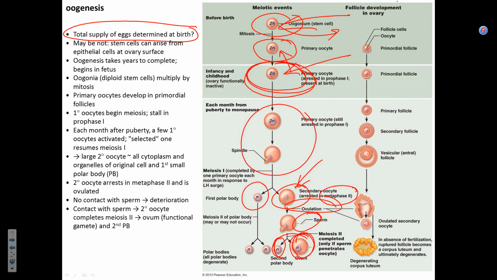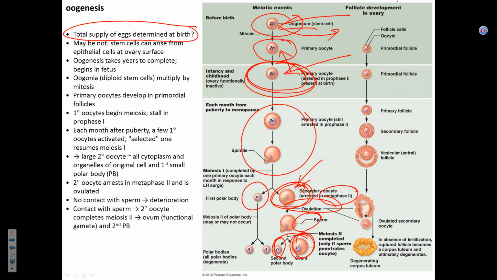Every month during the ovarian cycle, the primary oocyte completes meiosis 1 and turns into the secondary oocyte. It doesn't turn into the egg. It's not an egg yet. It's not an ovum. Does that make sense?